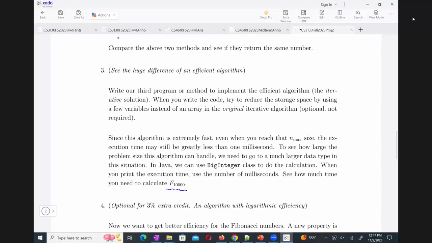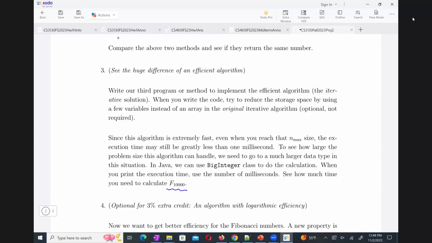F of 10,000. N equals 10,000. For the previous algorithm, that is 40 something, you need to wait more than 30 seconds. Here, 10,000, you see the result immediately, less than 1 second. That huge difference. So from this example, you can see that big difference.